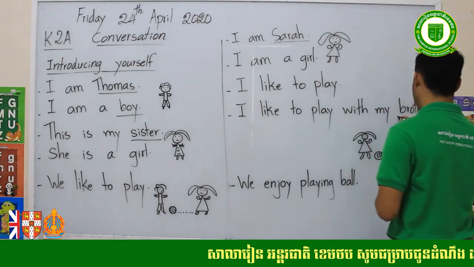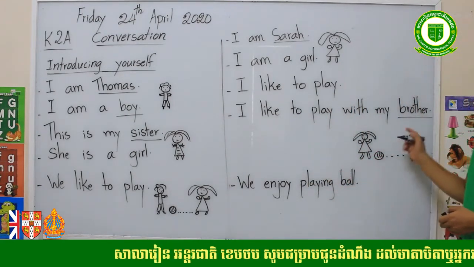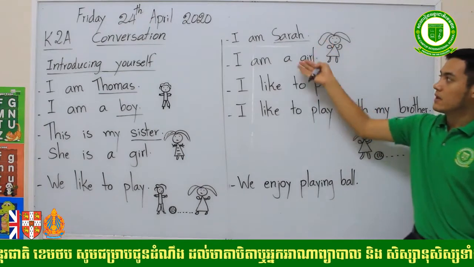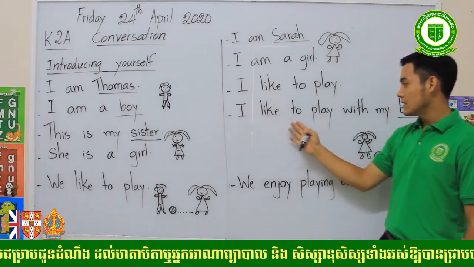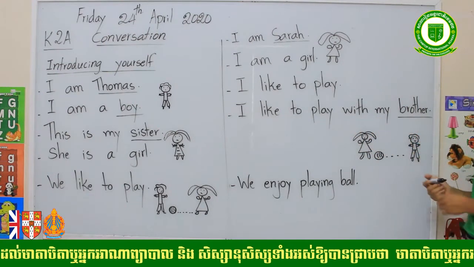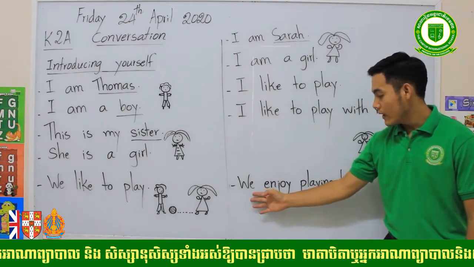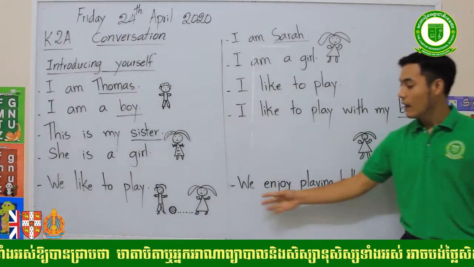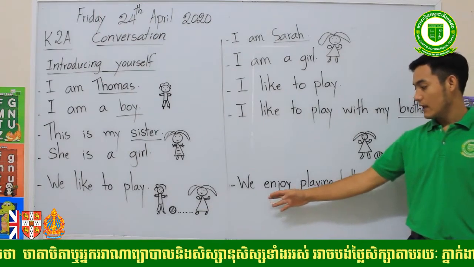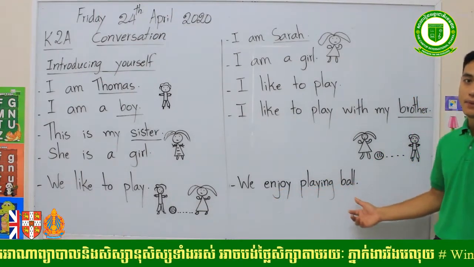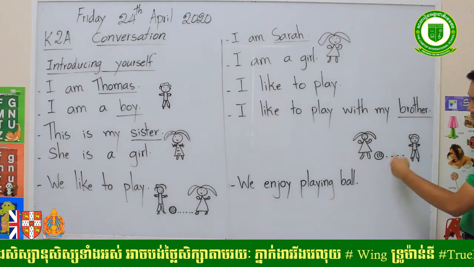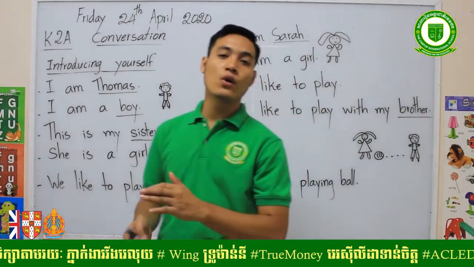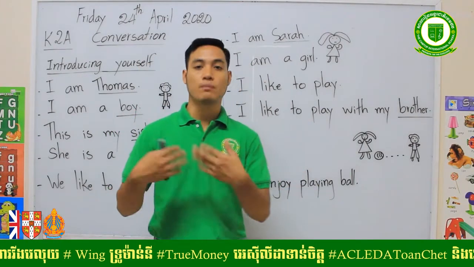So brother here, if the brother says it, you can change to sister. Like the brother said that, I like to play with my sister. But this is the speech of the sister, so she says, I like to play with my brother. Okay? And this one is, we enjoy playing ball. Again, we enjoy playing ball. So the sister is playing ball with her brother Thomas. Okay, so this is how you introduce yourself and also your sister to the people or to friends.